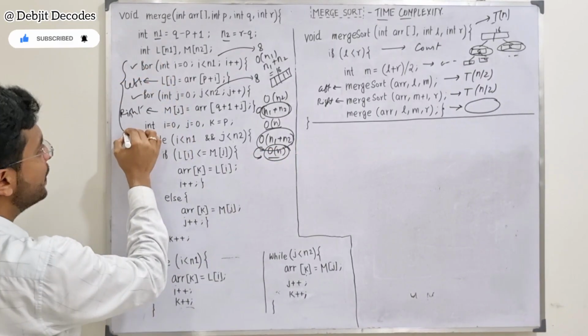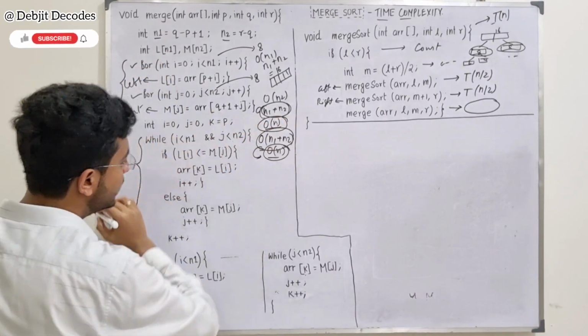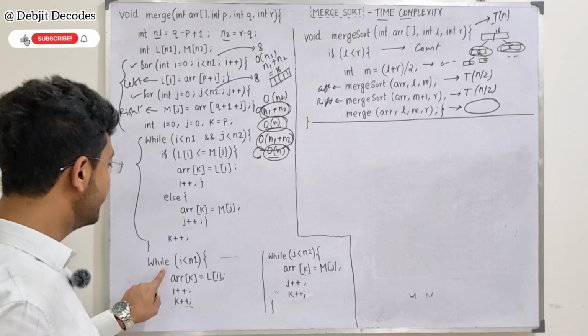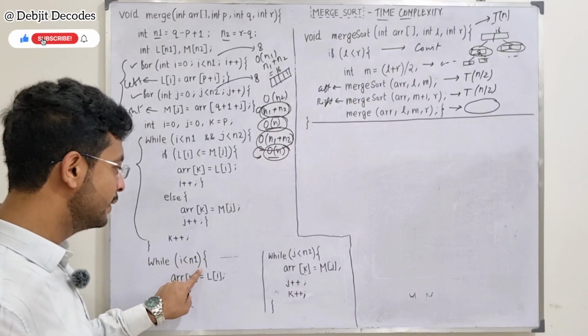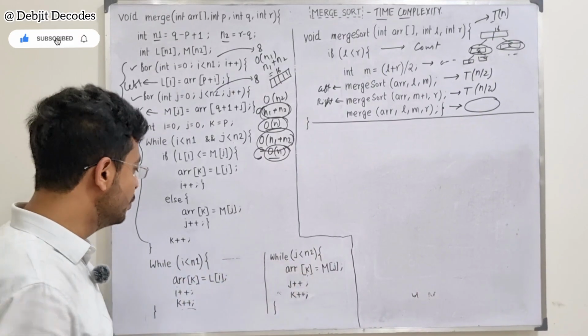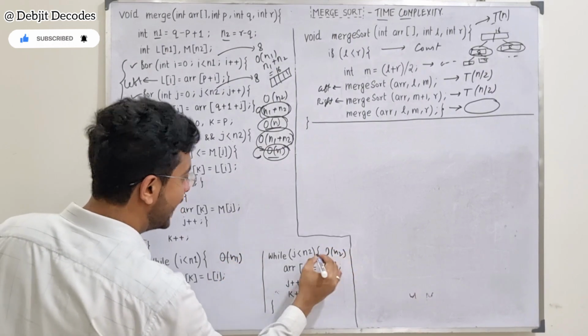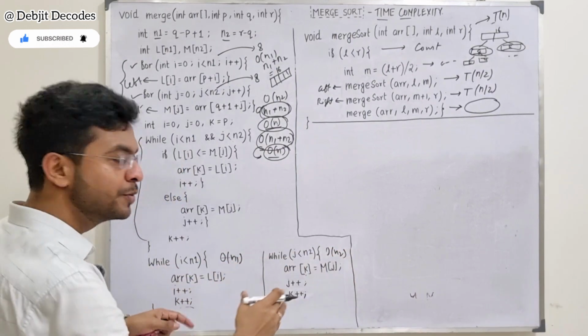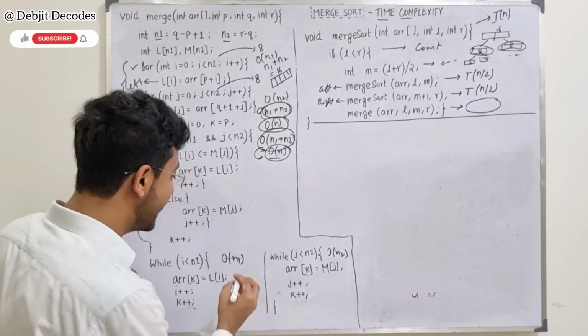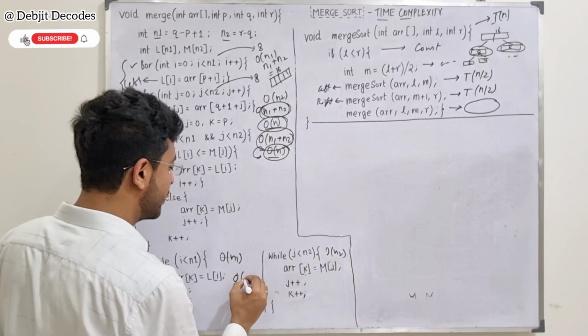For this particular copying part, it is again order of n. Now this while loop is running till i less than n1, and this one is j less than n2. So this is order of n1, and this is order of n2. If we sum these two, because they are separate while loops, not nested, it would again be order of n1 plus order of n2, which is nothing but order of n.